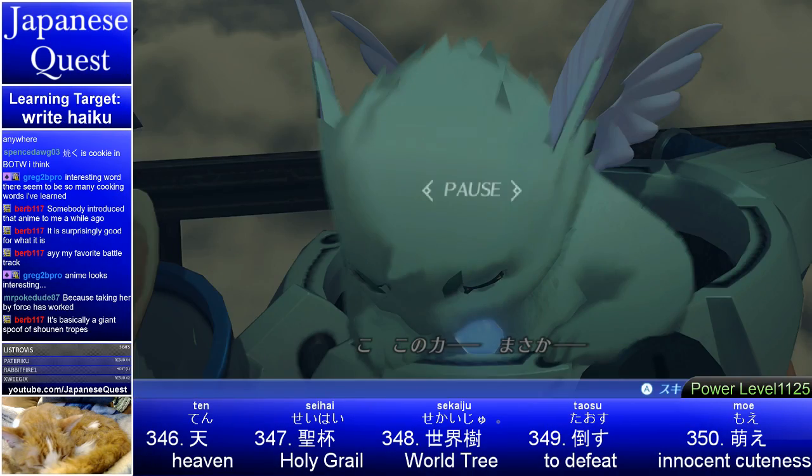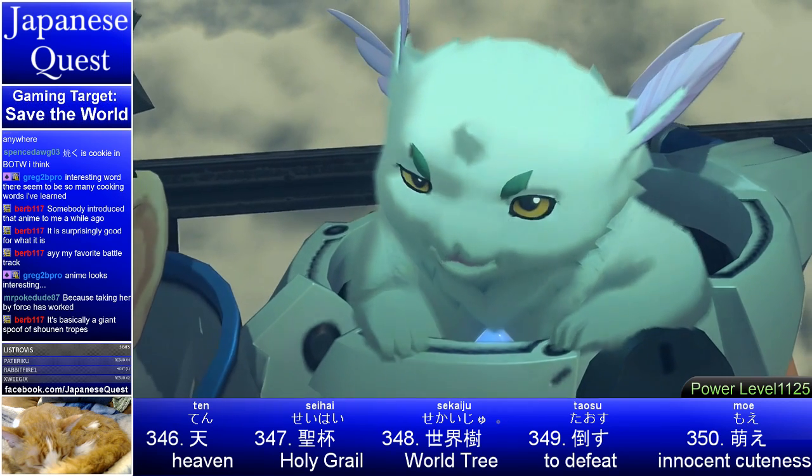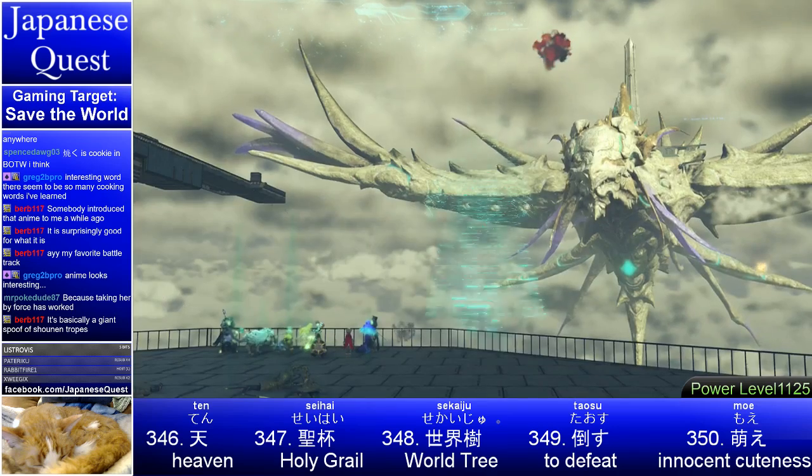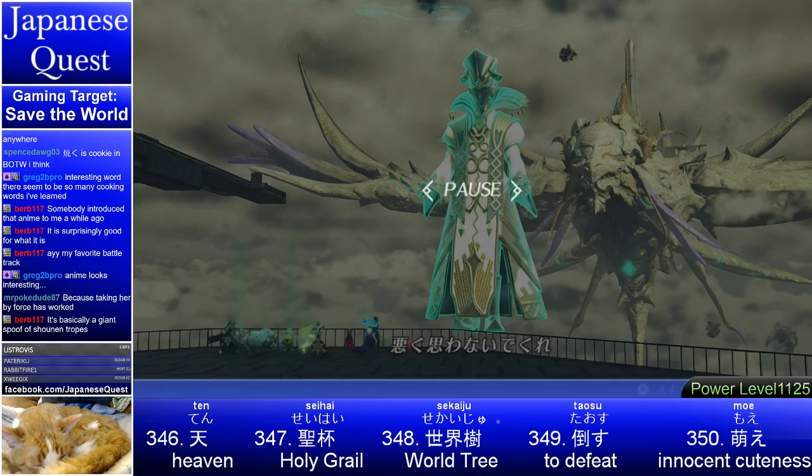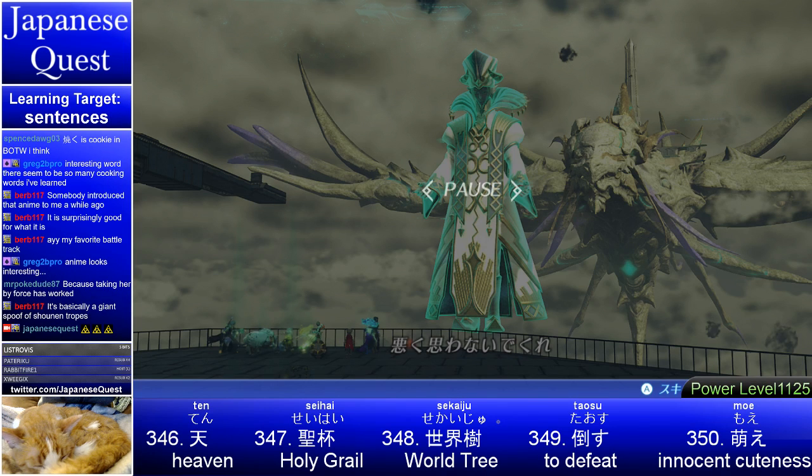So this power, could it be? Okay, I will say one thing. I kind of forgot. We have this new emote for learning sentences. We have not yet learned a sentence today. So in this scene, let's try to find a sentence. I did the emote there.